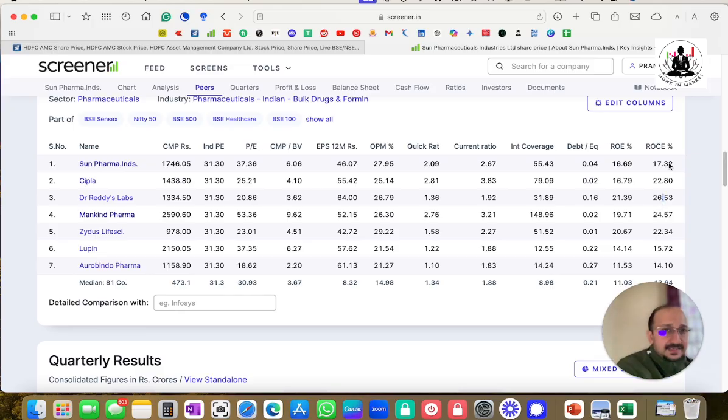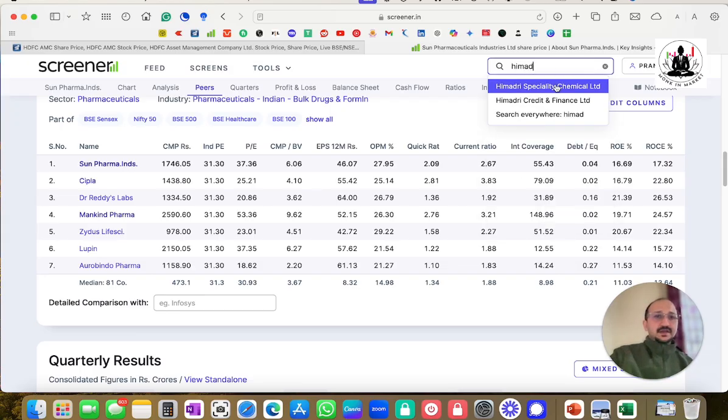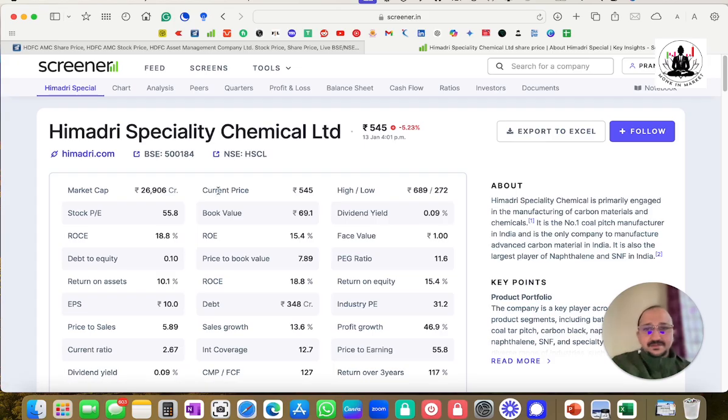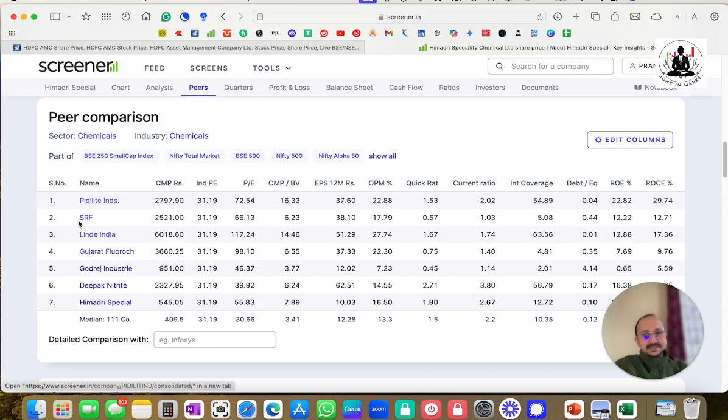Okay. Now, let's compare some other companies. So, let's go for Himadri this time. Let's go for the chemical companies, guys. Just keep an eye on this. The book value is 69.70. Current price is this. Mm, the gap is high, but not that high, right? Debt 300 crores. Okay, we just have to glance at it. You don't have to take it seriously. Just put a habit of glancing at it. Just have a glance. Now let's go to peers, guys.